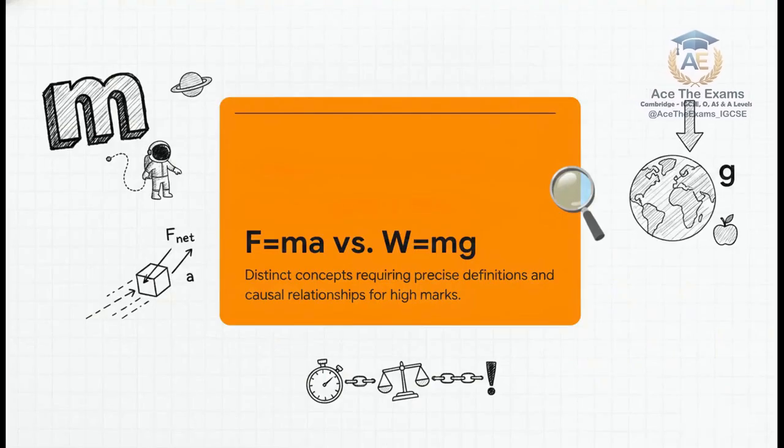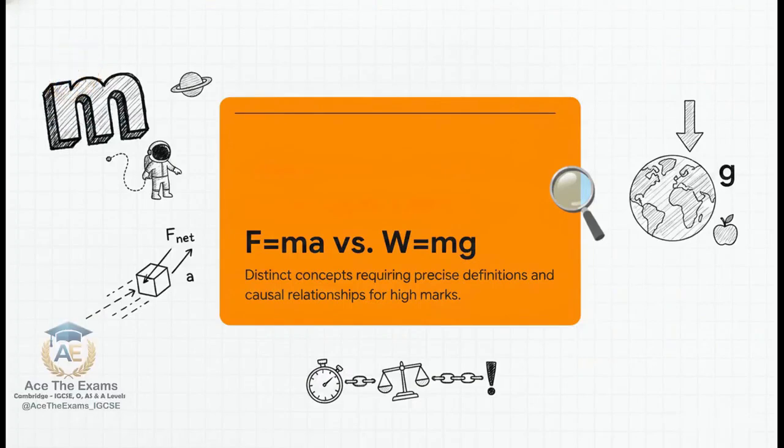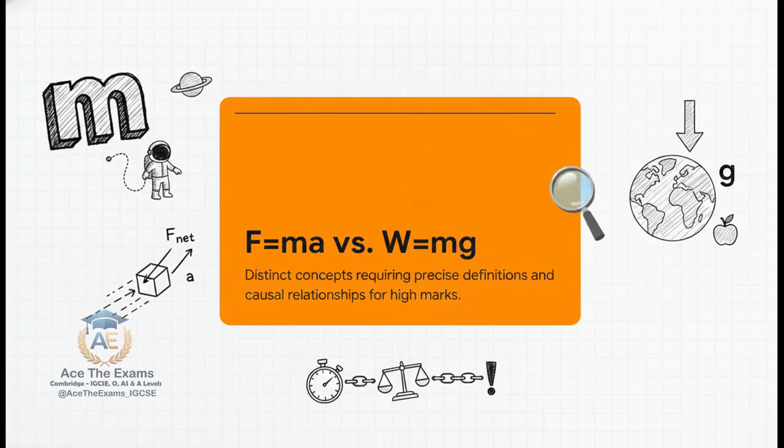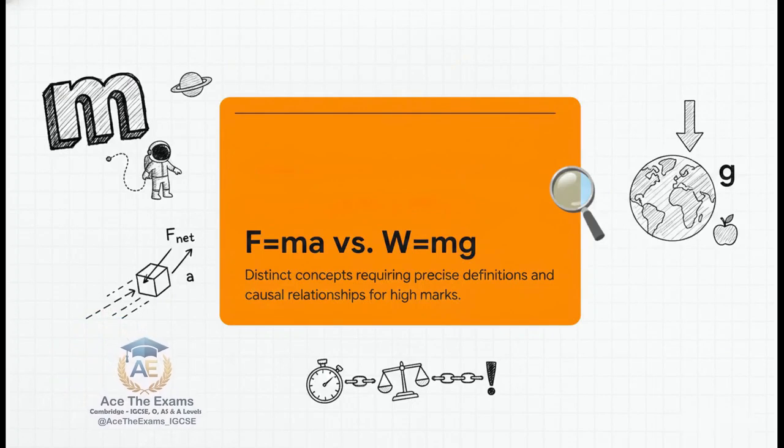Okay, let's dive deeply into this. The theoretical architecture of Newton's laws of motion rests on extremely precise definitions. If your foundation is cracked, the entire mathematical house you are trying to build on top of it will collapse the absolute second the examiner applies any pressure. Let's be totally clear. F equals ma and W equals mg are entirely distinct concepts.